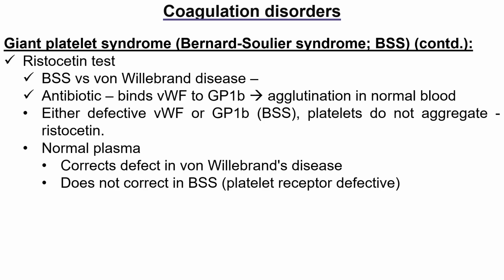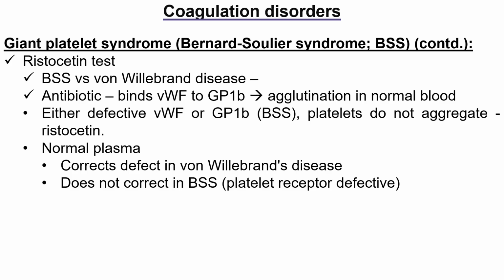It has to be remembered that ristocetin test is used to differentiate Bernard-Soulier syndrome from von Willebrand disease. So ristocetin is an antibiotic that binds von Willebrand factor to glycoprotein 1b and leads to agglutination in the normal blood. Either with defective von Willebrand factor or glycoprotein 1b, the platelets will not aggregate in the presence of ristocetin.